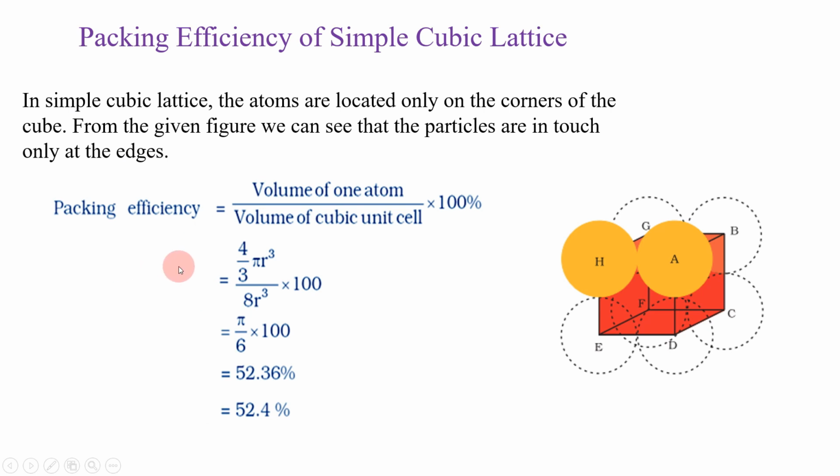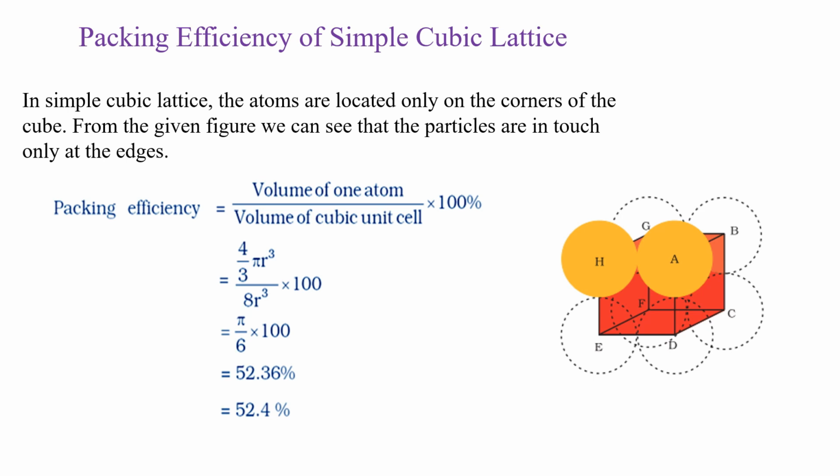So the volume of one atom is 4/3 pi r cube, divided by the volume of the cubic unit cell, that is 8r cube, multiplied by 100, because efficiency is always expressed as a percentage. Calculating this relation, we are left with pi by 6 into 100, which gives 52.36% or 52.4% as the packing efficiency for the simple cubic lattice structure.